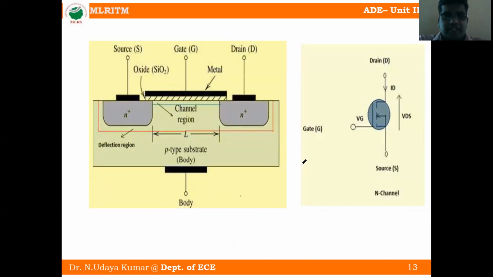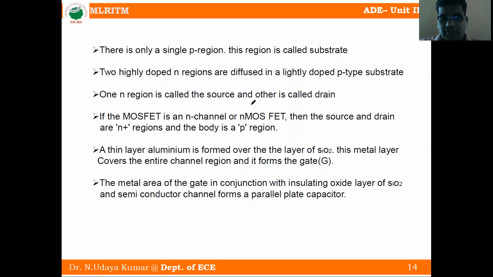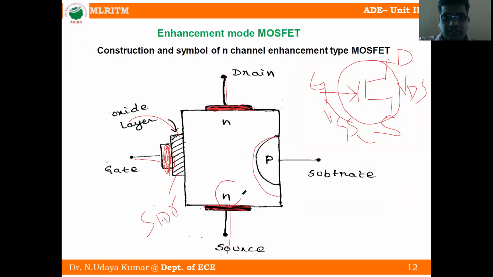This is N and this is N plus. What is the difference between N and N plus? N plus means heavily doped. N means normally doped. You can observe in the previous figure there were two N regions, one N and one N plus. Here also, the source and drain regions are N plus.